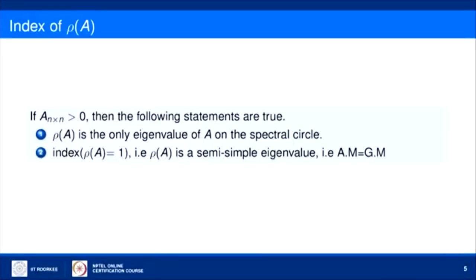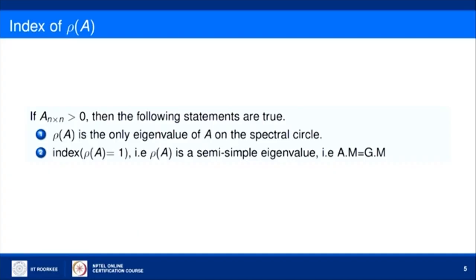My next result is on the index of a positive matrix. If A is an n by n positive matrix, then the following statements are true. The first one is, the spectral radius of A is the only eigenvalue of A on the spectral circle. Spectral circle means the Gershgorin circle.